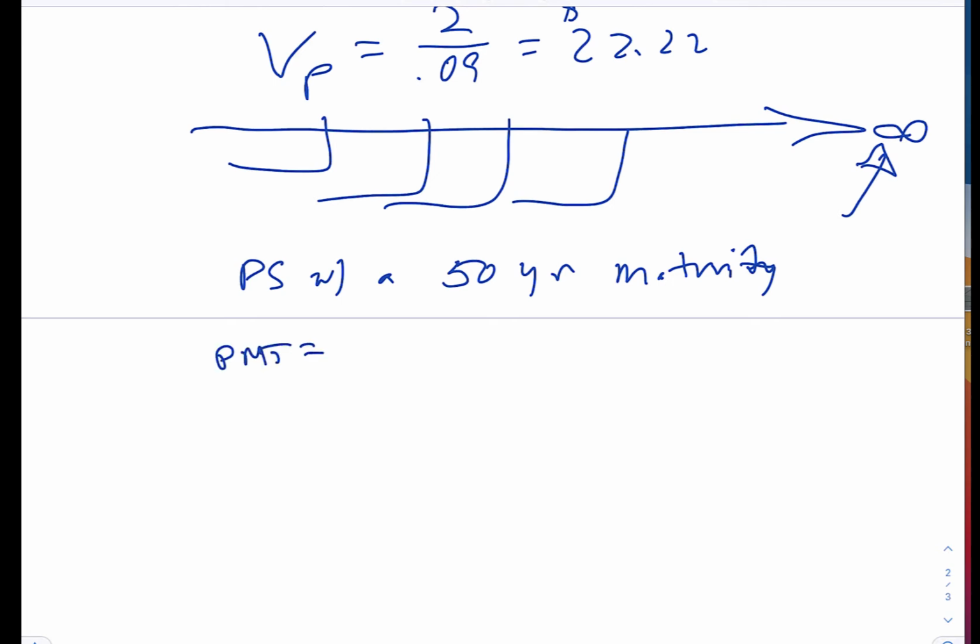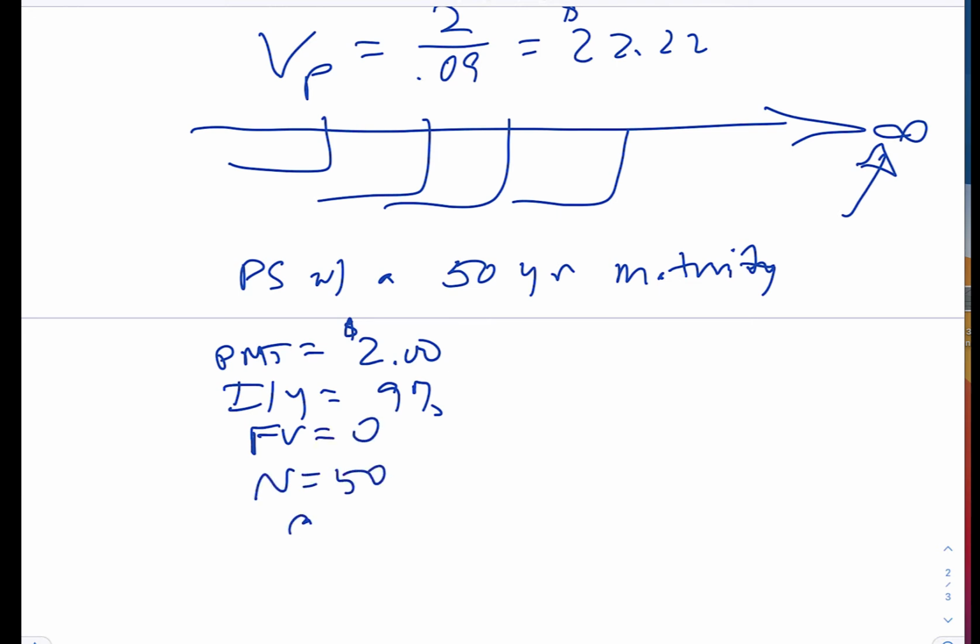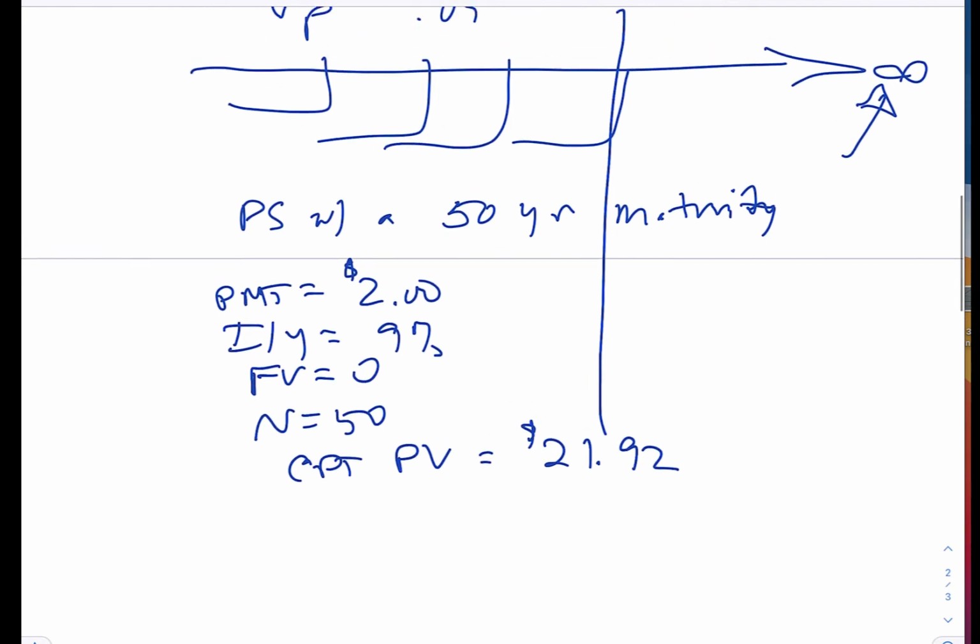We have payment equals $2, and notice I'm going to start putting this into a financial calculator. The interest rate per year is 9%. The future value is 0. N equals 50. We're going to compute present value. The value of any financial asset is the present value of its future cash flows. When we do this, we get 21.92. Ooh, that's pretty darn close to this guy. So how do you explain that?